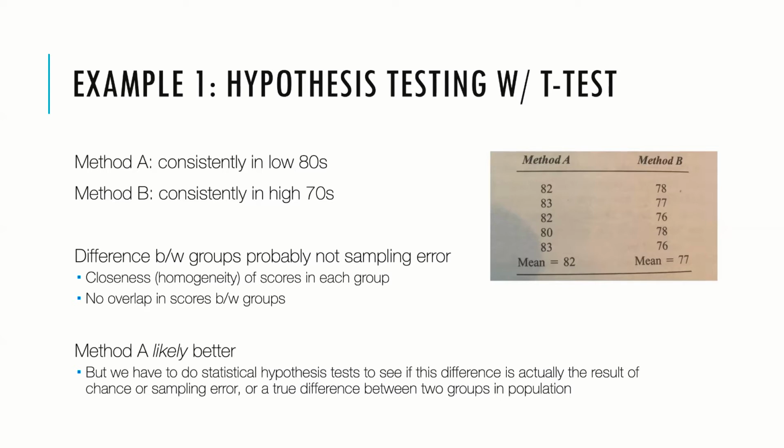So there are two distinct groups, right? The means are two distinct. Like if we were to draw the ranges as distributions, there would be no overlap. So based on just this simple logic, we could probably say method A is probably better, but we still have to go out and run a statistical test to see if this is truly something that we would find in the population. Right? So we have to do a statistical hypothesis test to see if this is truly a difference or just sampling error.